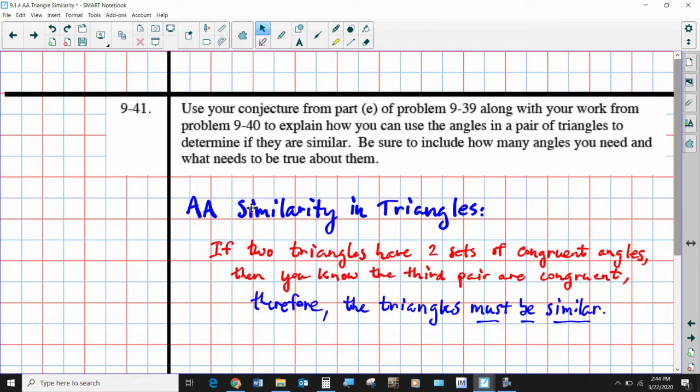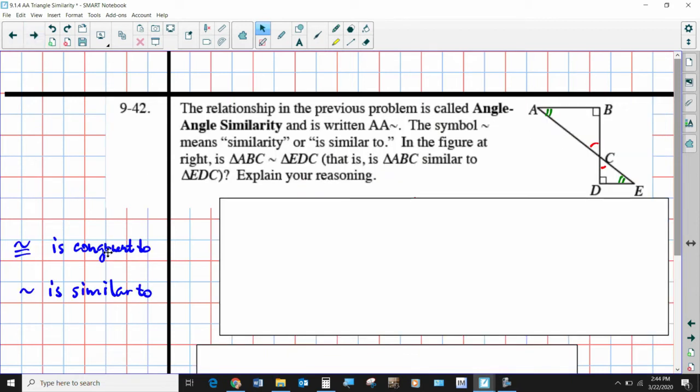This is the conjecture for angle-angle similarity in triangles. If two triangles have two sets of congruent angles, then you know the third pair are congruent, and therefore the triangles must be similar to each other. So if we can prove that two of the corresponding angles of two triangles are congruent to each other, then we know the third one will be, and then that takes care of the rule for similarity between two shapes. All the corresponding angles are congruent to each other, therefore they are similar.